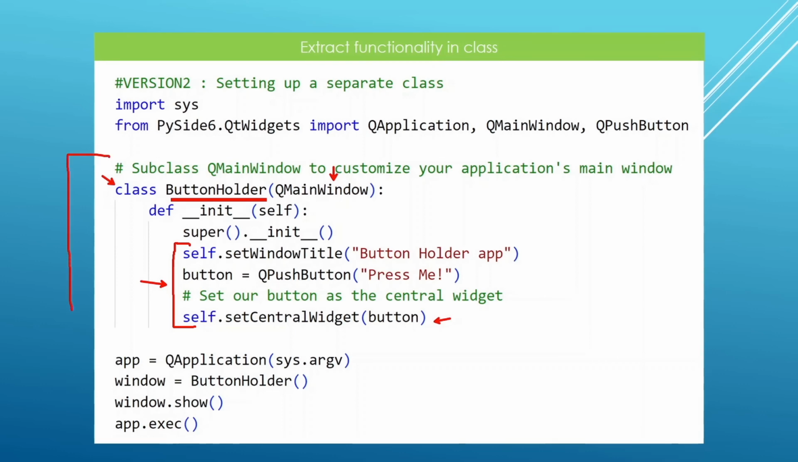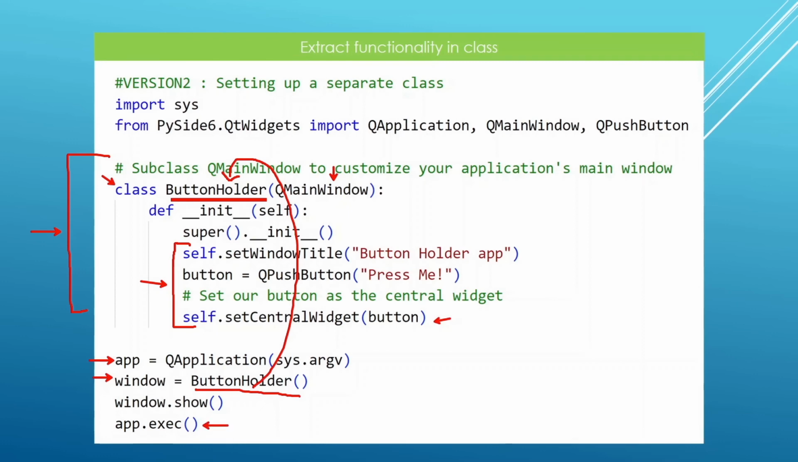Once we have this class set up, we will create an object of it in our main Python file. Again, we have the application object. We created the window. Notice what kind of window it is. It is button holder. And this is going to create an instance of the class that we just set up on top here. Once we have the window, we're going to show it and kick off the event loop.